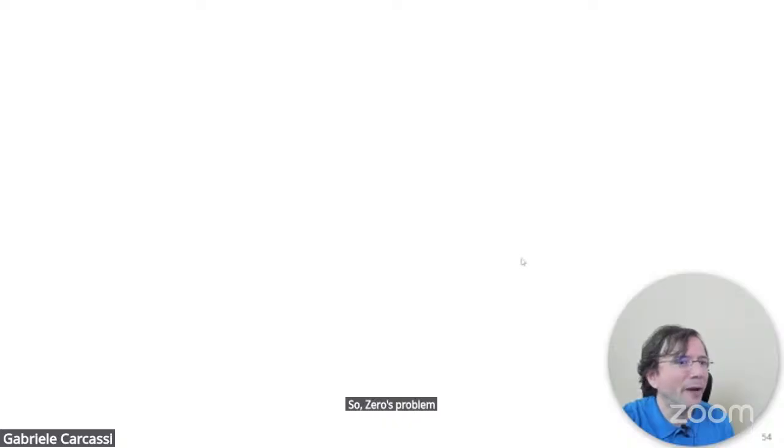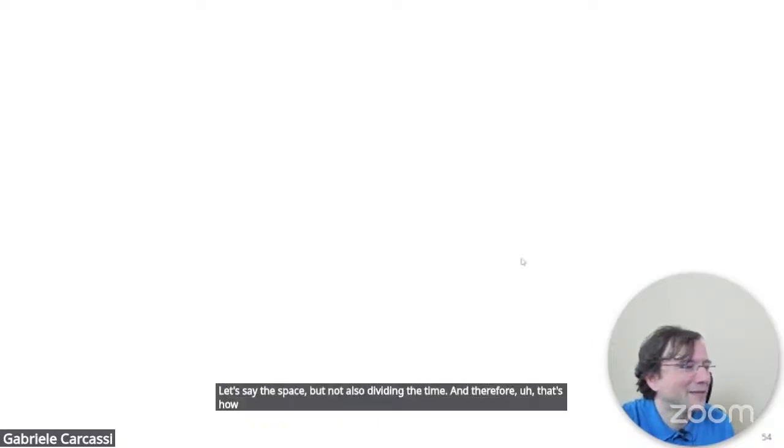A question from the chat from Shad Azmi: an integer-based reference system solves Zeno's problem. So Zeno's problem is already solved, essentially, by calculus, in the sense that it's basically just a problem of taking the limit. What Zeno is doing is dividing the space, but not also dividing the time, so he's not making ratios of things, and therefore that's how he gets the paradoxes.